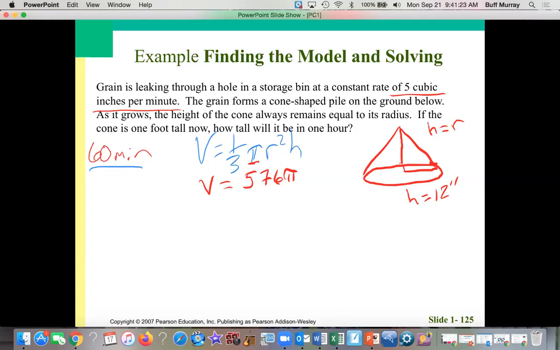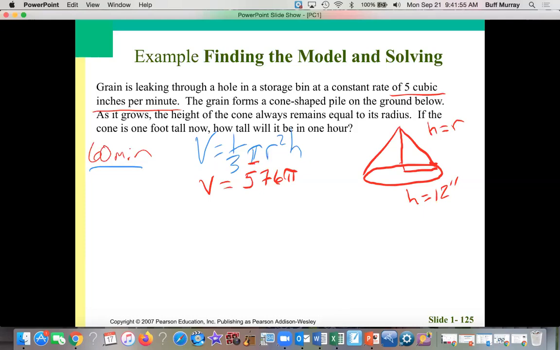I'll read it to you here. Grain is leaking through a hole in a storage bin at a constant rate of 5 cubic inches per minute. If the cone is 1 foot tall now, how tall will it be in 1 hour? Well, how many increases of 5 cubic inches are we going to get? 60. So what's the increase in our volume? What is it? 300, yeah. 60 minutes, 5 cubic inches per minute, that's going to be 300 cubic inches.